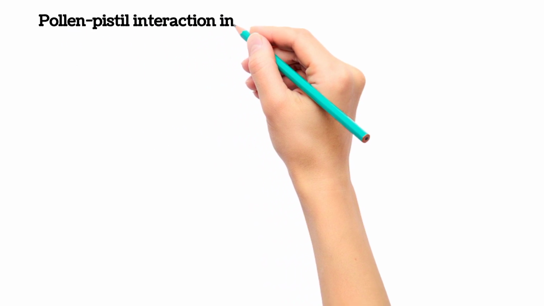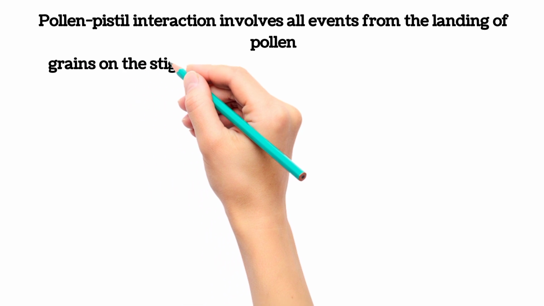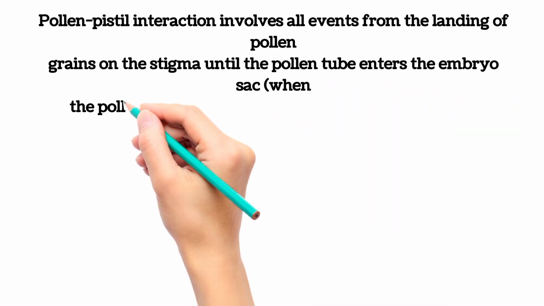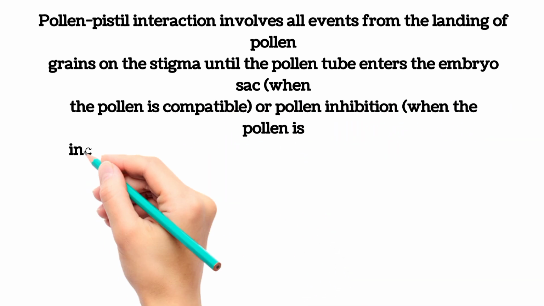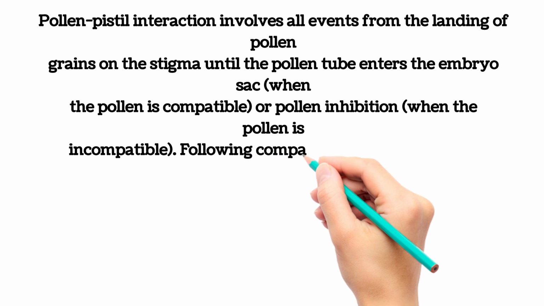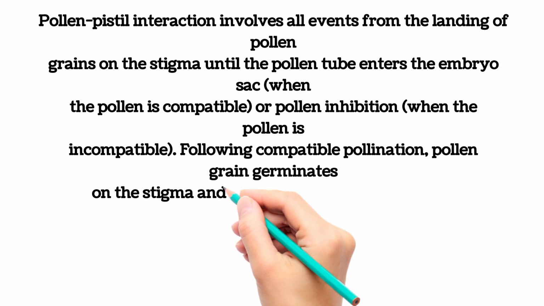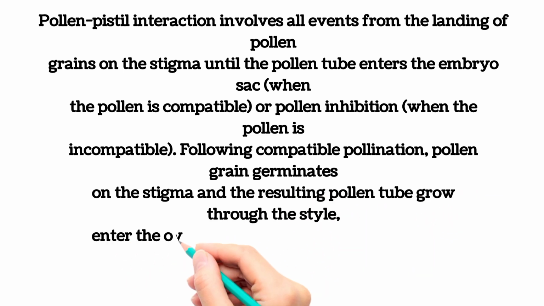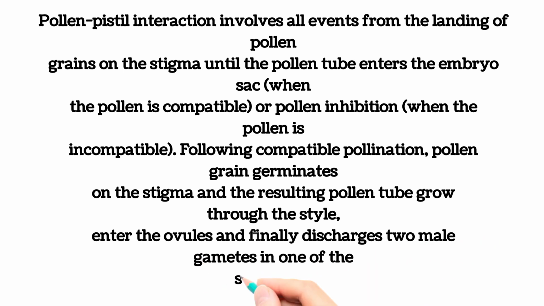Pollen-pistil interaction involves all events from the landing of pollen grains on the stigma until the pollen tube enters the embryo sac, when the pollen is compatible, or pollen inhibition, when the pollen is incompatible. Following compatible pollination, the pollen grain germinates on the stigma and the resulting pollen tube grows through the style, enters the ovules and finally discharges 2 male gametes in one of the synergids.